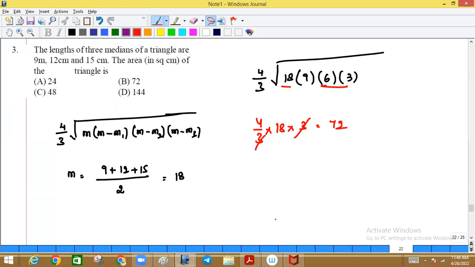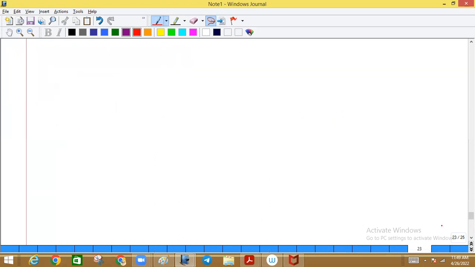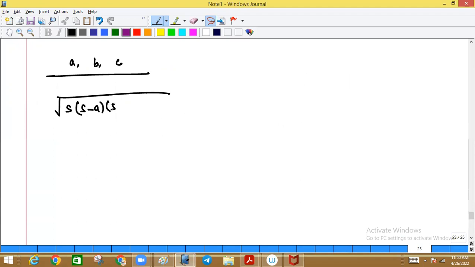72. Not only this, if A, B, C are three sides of a triangle, what is the area? Simply under root of S into S minus A, S minus B, S minus C. If it represents a right angle triangle, A square plus B square equal to C square, then I can say area is half AB. Therefore, area in both the cases is the same.